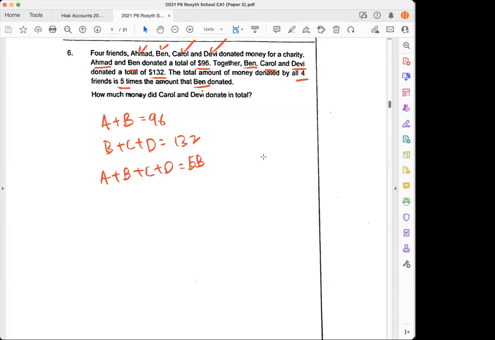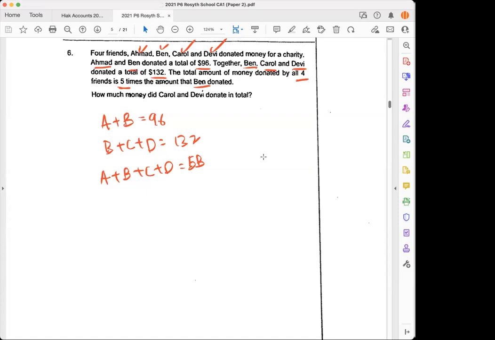Now, when you see this, this is all you have. So the next thing, the only possible thing you can do, is either minus or add. You think about it, there's only two possible things, right? So I'll go for addition, because if I do subtraction, it doesn't really help. If I use 132 minus 96, what I have on the left side will be A minus C and B minus D, which is even more complicated, right? So I'll go for the addition.